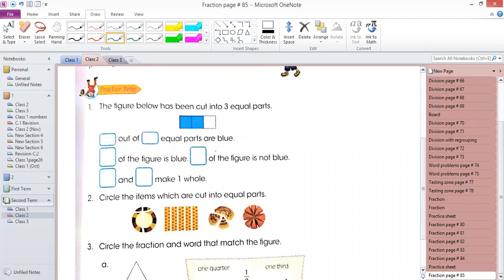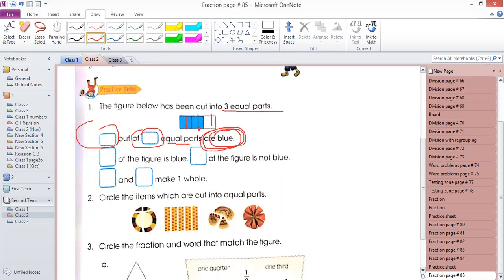On page number 85, there is a question. The question is: the figure below has been cut into 3 equal parts. Yes, this is cut into 3 equal parts. 1, 2, 3. Dash out of dash equal parts are blue.